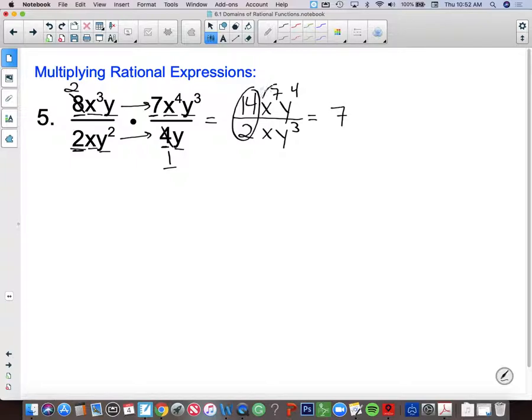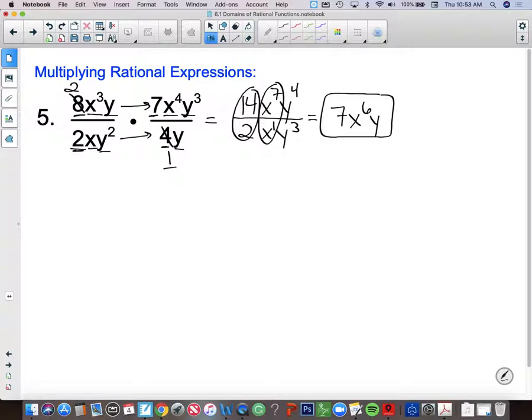And then remember what we do when we have variables here. When you have division of variables, you subtract the exponents. So that's like a 7 minus 1. That's going to give me x to the 6. And then here, y to the 4th over y to the 3rd. Oops, that's going to give me just a y. That is your answer. That's your simplest form answer here.